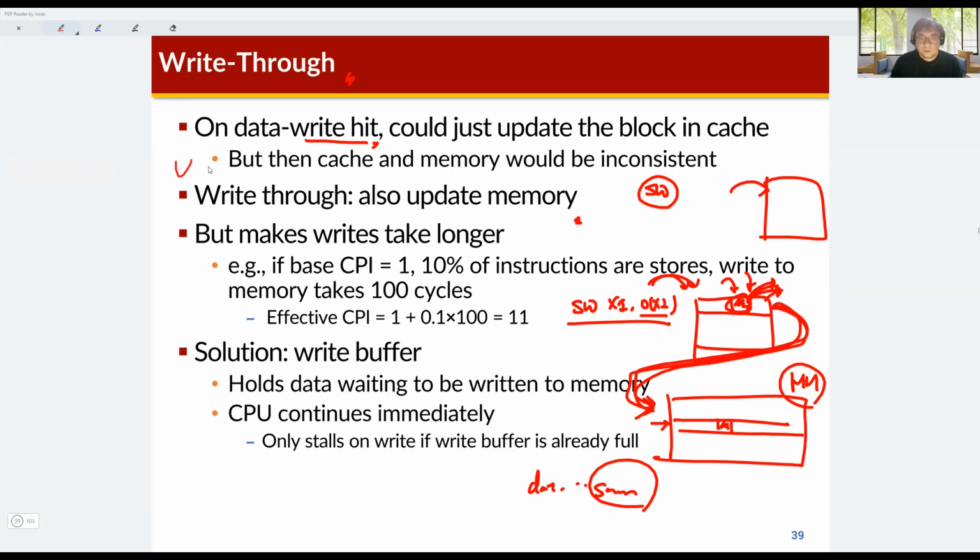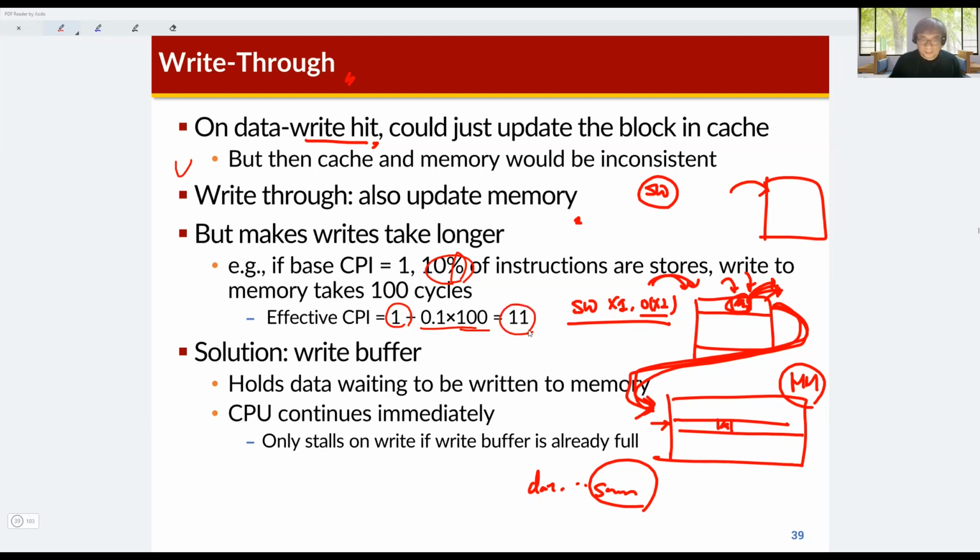Okay. So this is the example. If this is the base CPI, let us assume that 10% of instructions are stores, and the write to memory takes 100 cycles. So what is the effective CPI? This is the base CPI, and this is the increase in CPI by store instructions. The percentage of store instructions is just 10%, but the penalty for each store instruction is 100 cycles. So the effective CPI is 11.